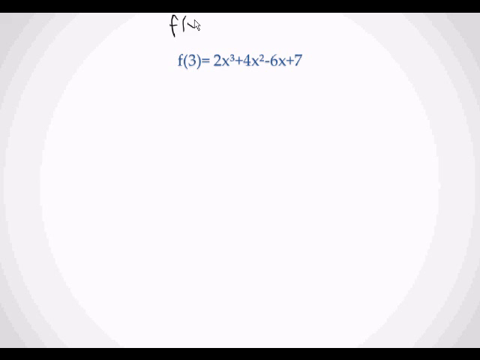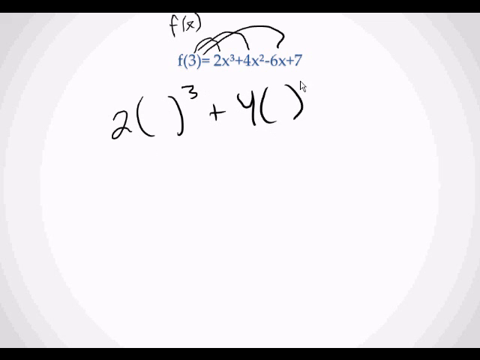Number 12, we have f of 3, and then they give us the function. All we're doing is plugging 3 into x, right? Remember, when you write a function, what is in that parentheses represents the x. So all we're doing is plugging the 3 into the x and doing the math.